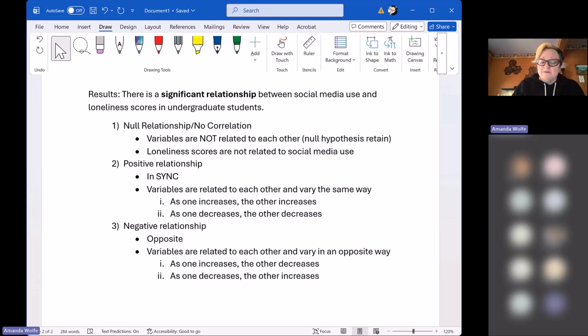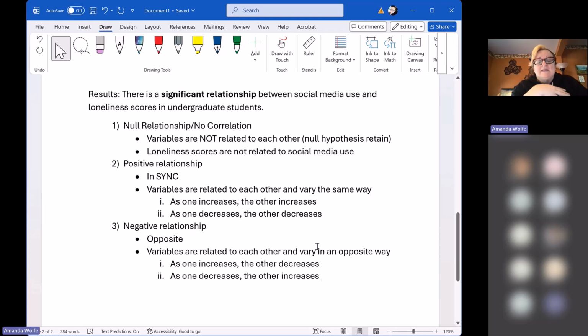Or we find there's a positive relationship, and that means they vary in the same way, they vary in sync with each other. So as they go up, they both go up, right? Or they have a negative relationship with each other and they move in opposite directions. As one goes up, the other one goes down, okay?